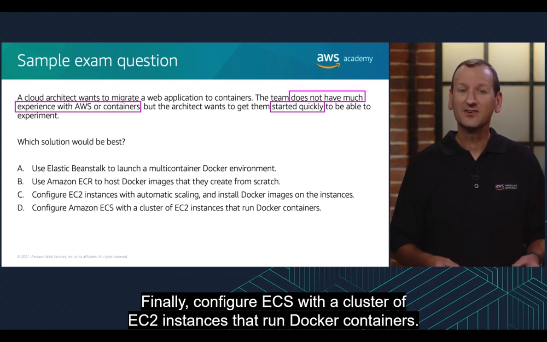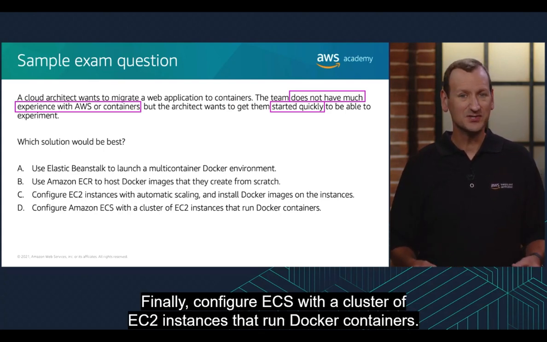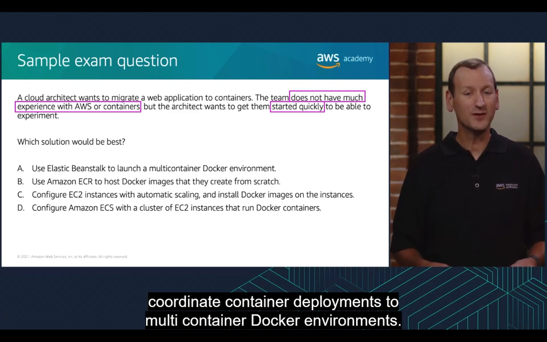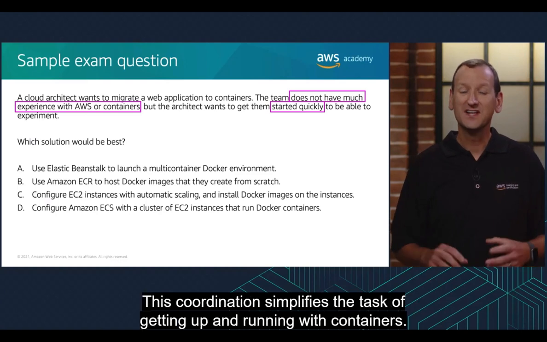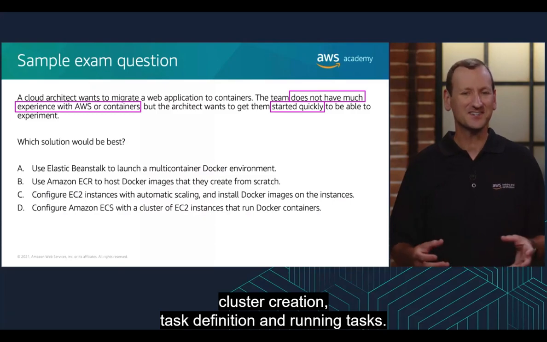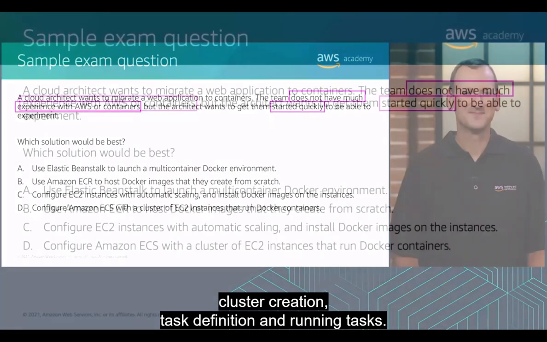Finally, configure ECS with a cluster of EC2 instances that run Docker containers. This would not meet the requirements because Elastic Beanstalk uses ECS to coordinate container deployments to multi-container Docker environments. This coordination simplifies the task of getting up and running with containers. Elastic Beanstalk takes care of Amazon ECS tasks, including cluster creation, task definition, and running tasks.